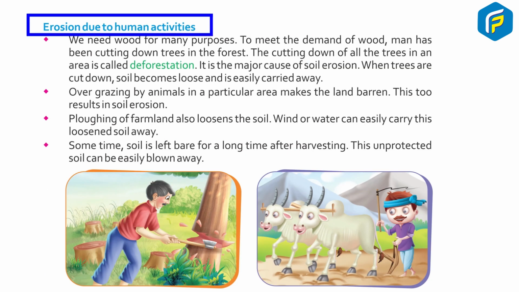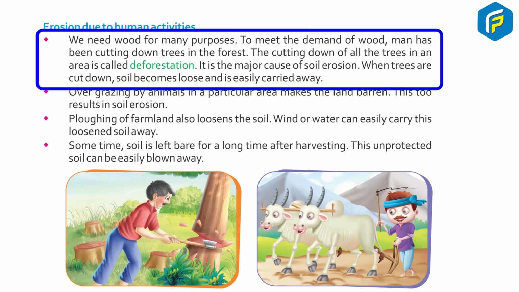Erosion due to human activities. We need wood for many purposes. To meet the demand for wood, man has been cutting down trees in the forest. The cutting down of all the trees in an area is called deforestation. It is the major cause of soil erosion. When trees are cut down, soil becomes loose and is easily carried away.